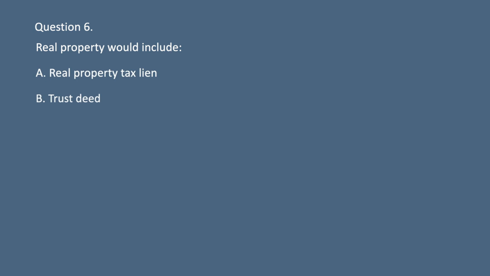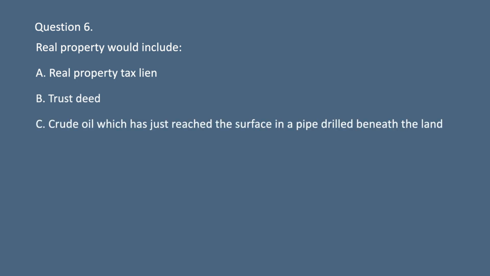Question 6. Real property would include A. Real property tax lien. B. Trust deed. C. Crude oil which has just reached the surface in a pipe drilled beneath the land. D. None of the above are real property.